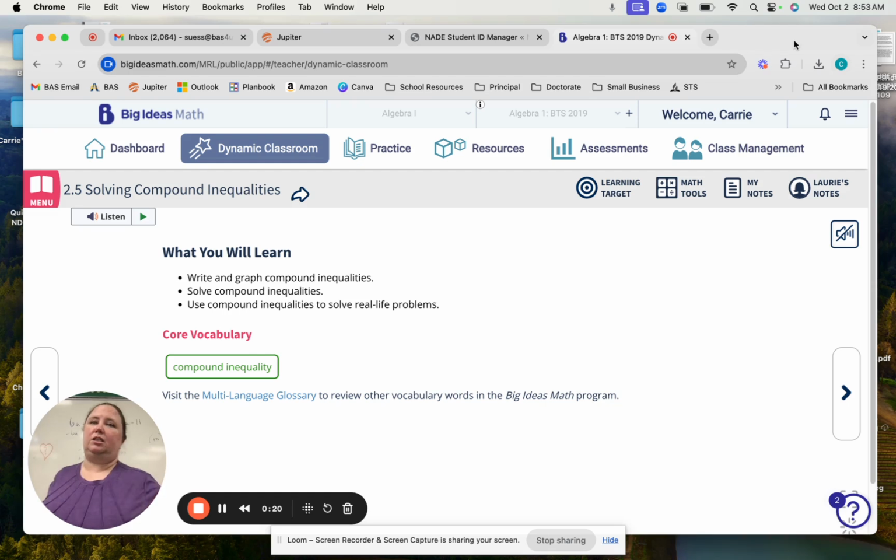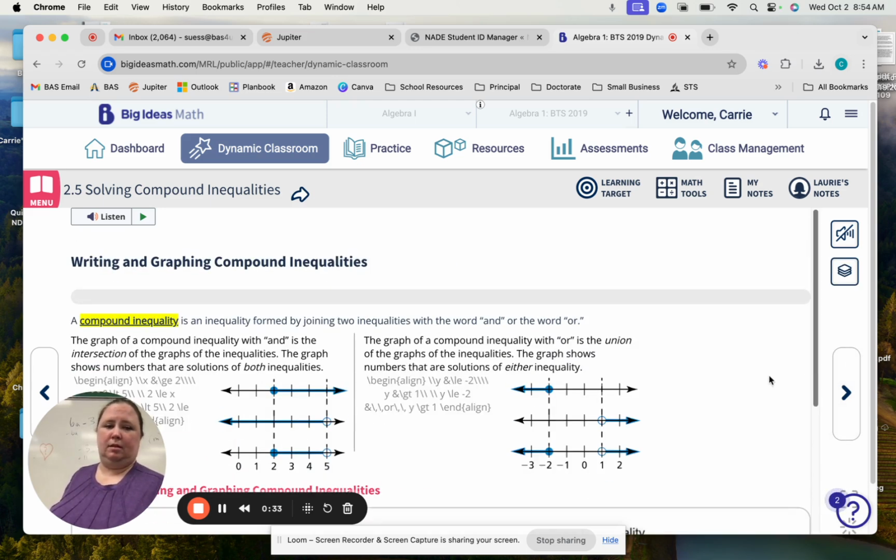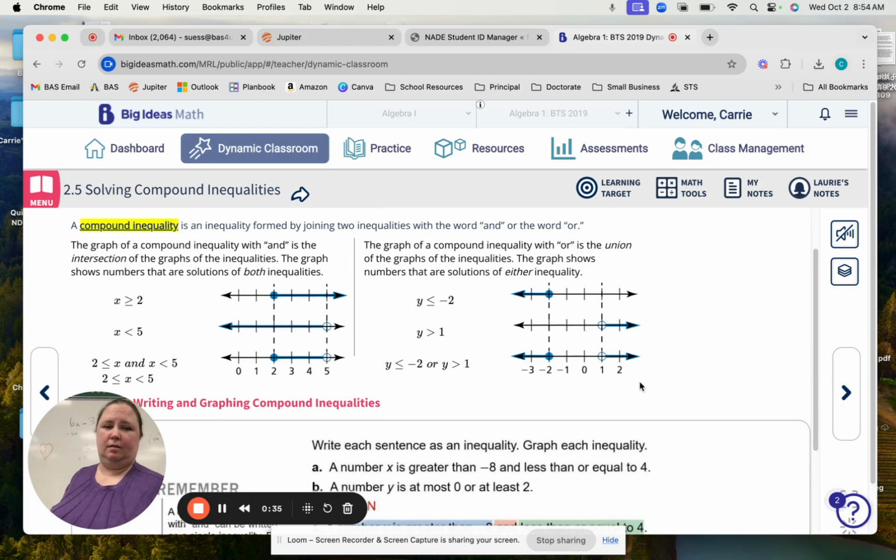Right, so much like in the English language we are learning about compounds, compound words, that's all a compound inequality is. It's the joining of two separate inequalities into one. It's actually not terrible. Oh, there's a definition for you. Yay.